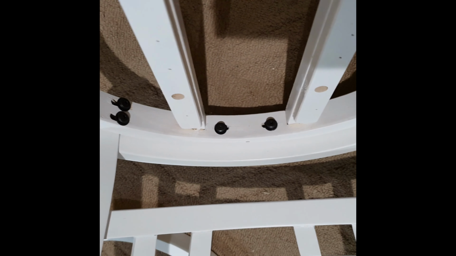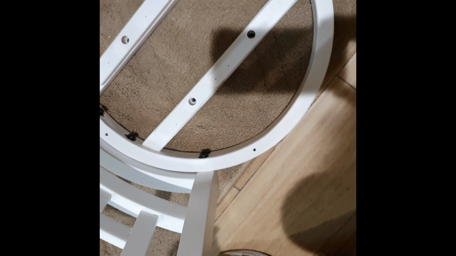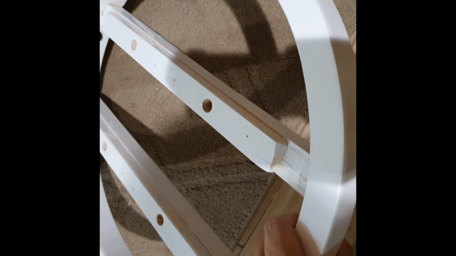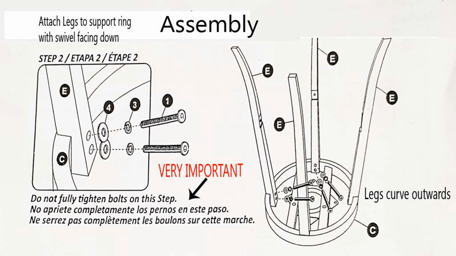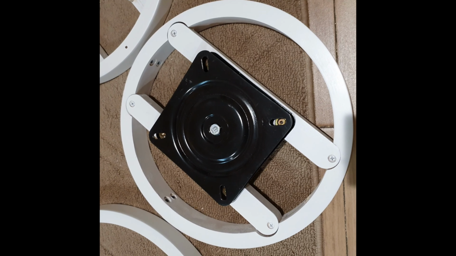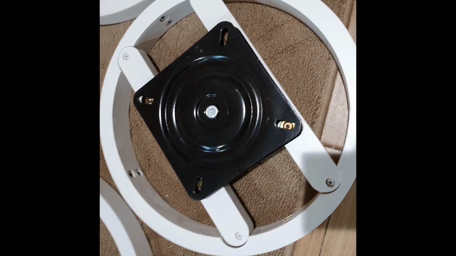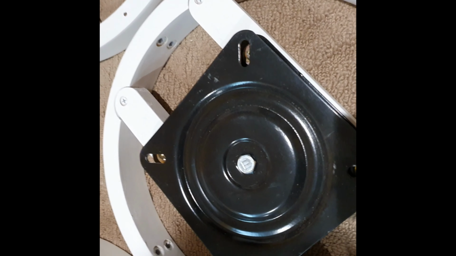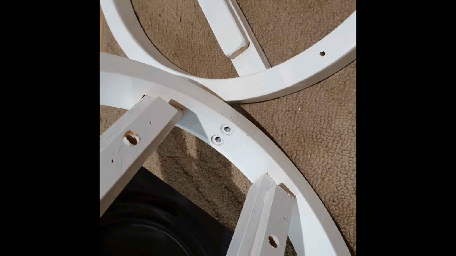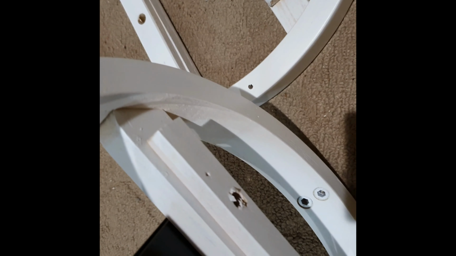You have 6 on place. And like I said, the plain part goes to the back, down. And this one goes up. Step two is the legs. The swivel goes up and you tighten the legs down. You have all the holes.